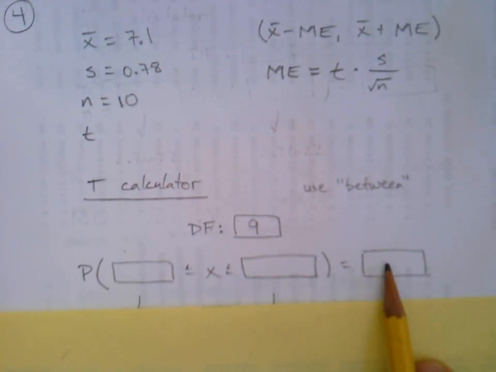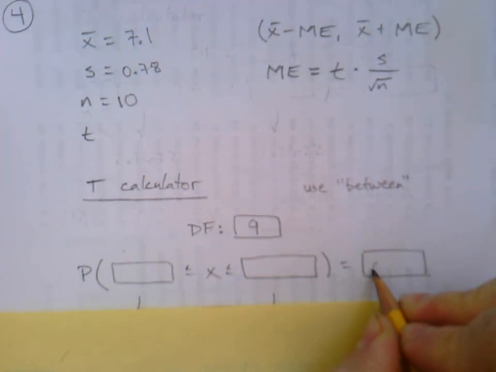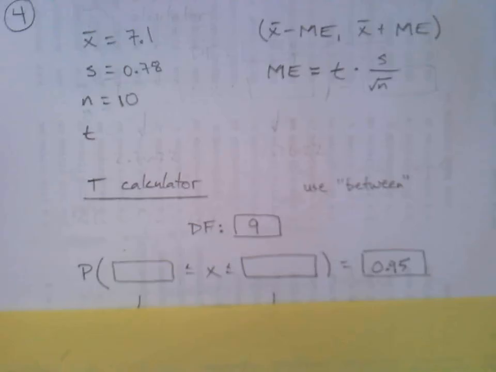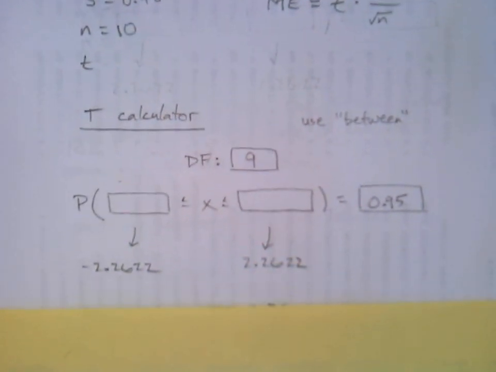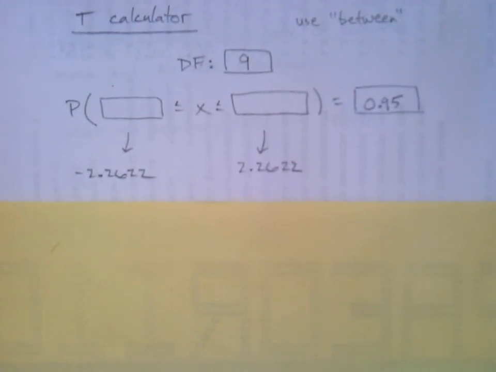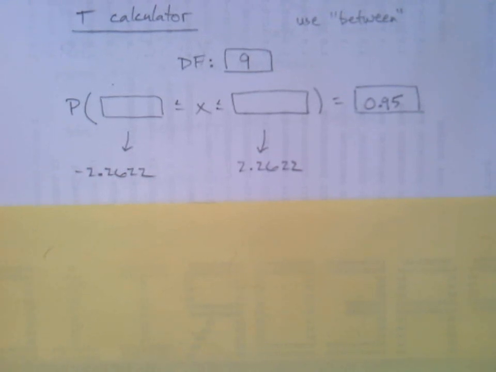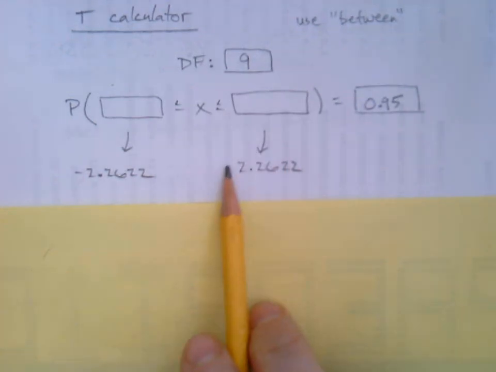And we're going to type in the confidence level here. In this problem, we want the 95% confidence interval. So we'll put in 0.95. We'll enter in those two. We'll hit compute. And hopefully you get these values here. That's what I got when I did it. Okay, negative 2.2622, positive 2.2622. Again, it's always going to be one positive, one negative. All we care about is the positive version.